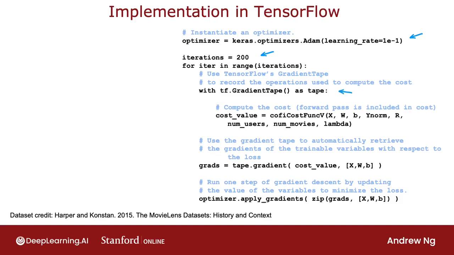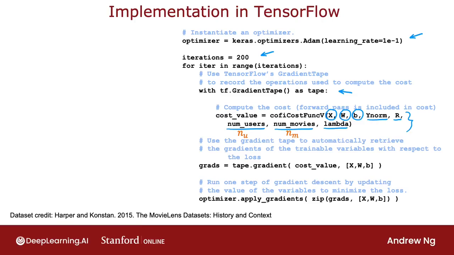With tf.GradientTape as tape, you need to provide code to compute the value of the cost function J. So recall that in collaborative filtering, the cost function J takes as input parameters X, W, and B, as well as the ratings mean normalized, so that's why I'm writing Y norm, R(i,j) specifying which values have a rating, number of users, or nu in our notation, number of movies, or nm in our notation, as well as the regularization parameter lambda.